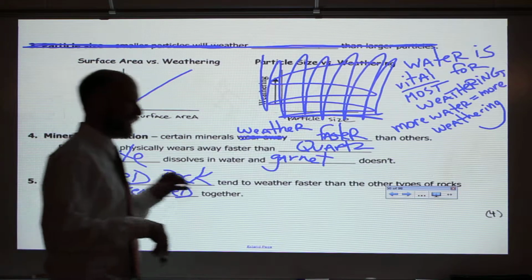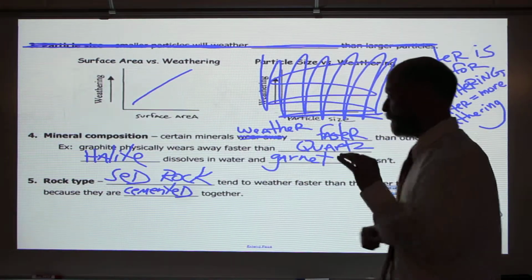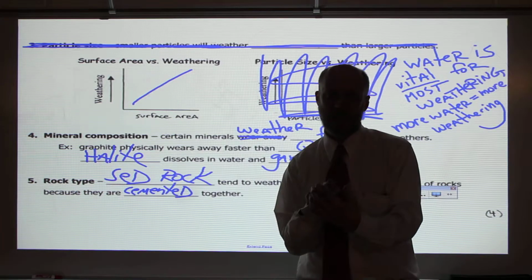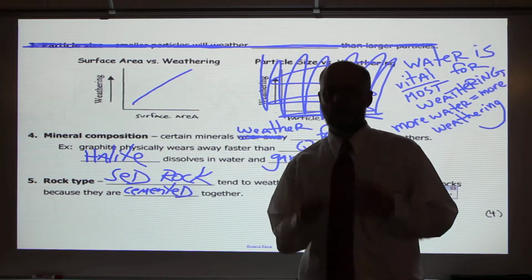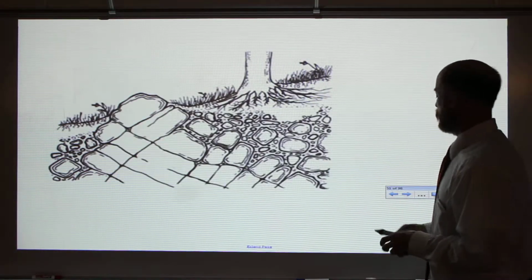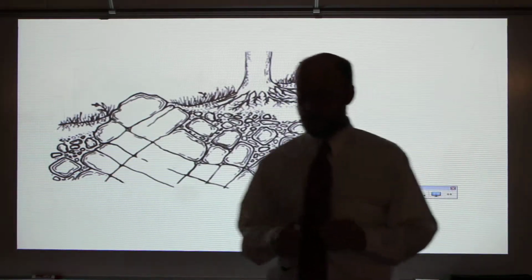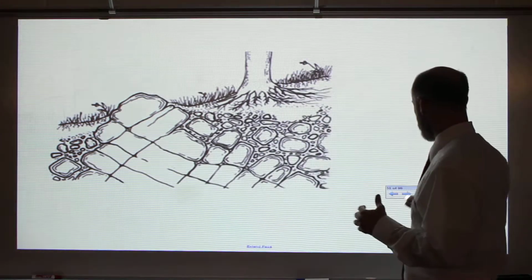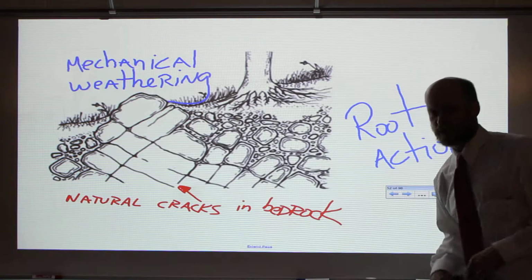Rock types in general, sedimentary rocks are easier to weather because they're cemented together. The angular interlocking crystals of metamorphic and igneous rocks will be much more resistant. Okay, now this page here just refers to some diagrams, a bit of review. I know we saw this already. So pause it and copy it down.